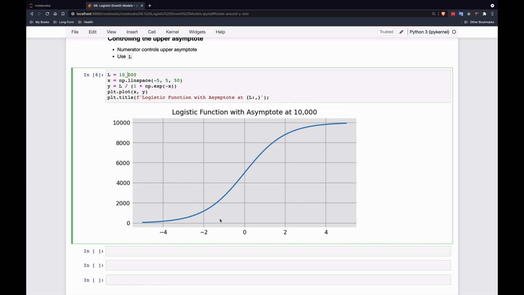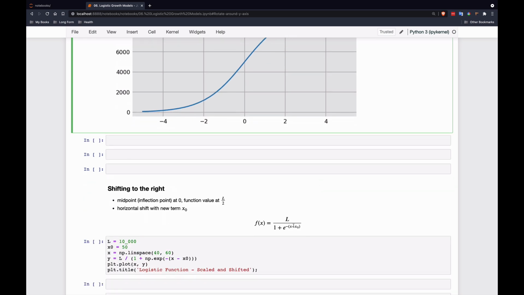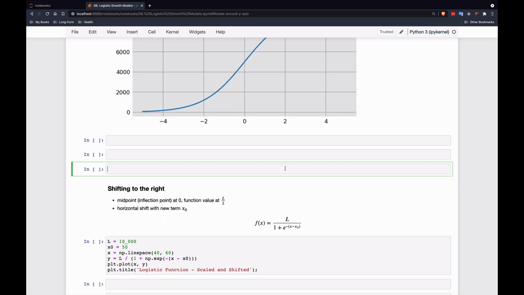We still have some issues, in that we have negative values for x. Here x is the number of days that have transpired, and we can't have negative values. So we need to shift the curve to the right. The way to shift this is by adding a new term, and this is just a common algebraic maneuver: subtract from x some other parameter. We're just going to call it x naught.